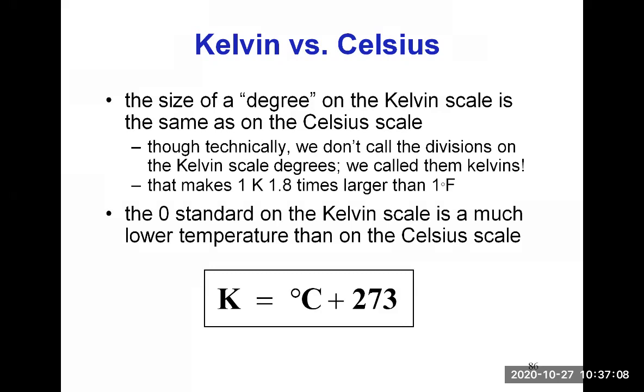And so the 0 standard on the Kelvin scale is a much lower temperature than on the Celsius scale. And we've seen how 0 Kelvin means it's negative 273 Celsius, right? So it's a much, much lower temperature when you have 0 Kelvin versus 0 degrees Celsius.